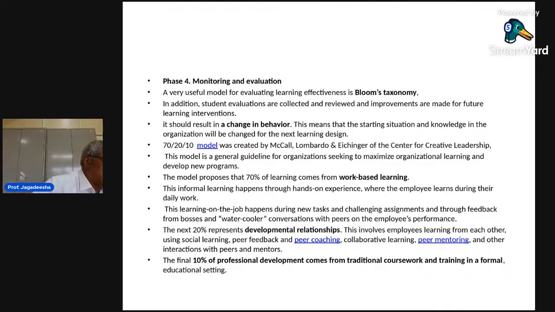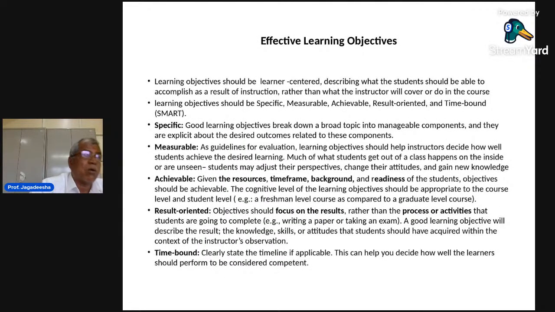Then effective learning objectives. What are these effective learning objectives? As I told you, anything that you learn should have a specific objective. The objective should be encompassed by one concept called SMART, as I told you, S-M-A-R-T. Here I have said specific, measurable, achievable, result-oriented, and the last one is time-bound. Put together, SMART.